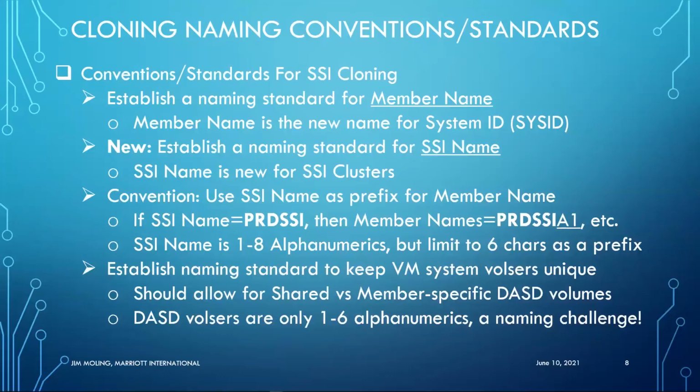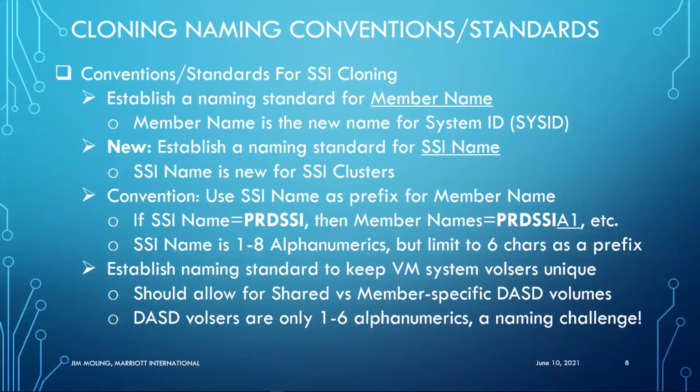Moving on from that, the naming standard needs to be able to keep the VM systems unique, not just at the cluster level, but also at the volser level. And that's where the real challenge is, particularly when you consider there are 2 flavors of system volumes in an SSI cluster: what I call shared and member specific. I can't say for sure if that's in the documentation that way, but that's the way I think of it.